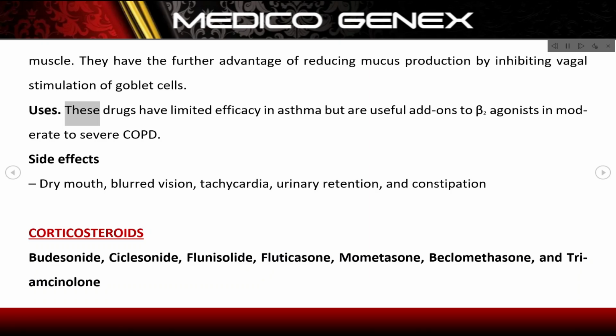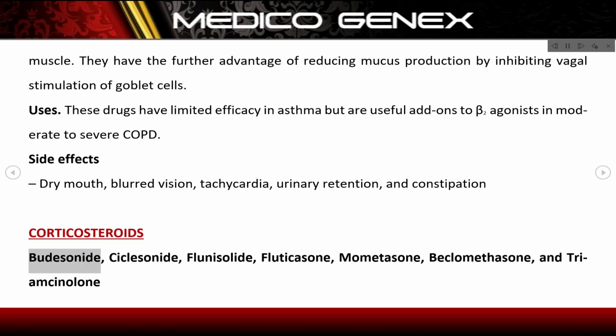Uses. These drugs have limited efficacy in asthma but are useful add-ons to beta-2 agonists in moderate to severe COPD. Side effects: dry mouth, blurred vision, tachycardia, urinary retention, and constipation.